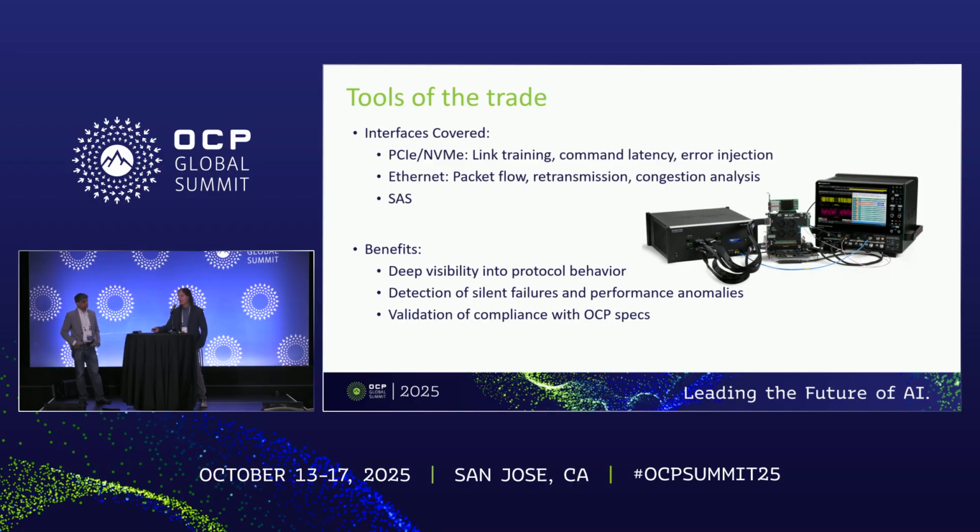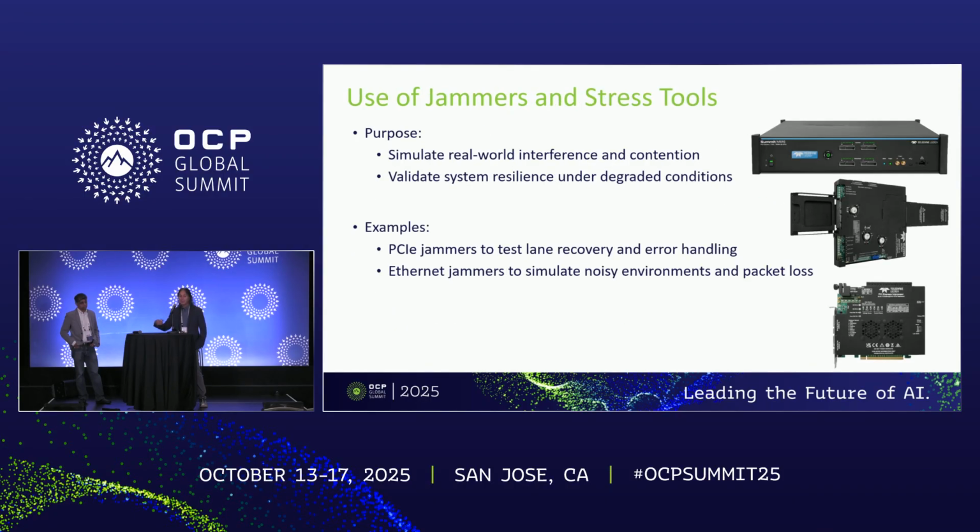The benefit is that the analyzers themselves give you deep visibility into what's going on the link, being able to capture things that may go by unnoticed. Small hesitations, longer latency, things like that get missed by the naked eye most of the time. So using the right tools to provide this type of testing is important. The use of analyzers, jammers, and stress tools, similar to the previous slide, simulates real-world interference and contention on the link, and helps validate system resiliency.